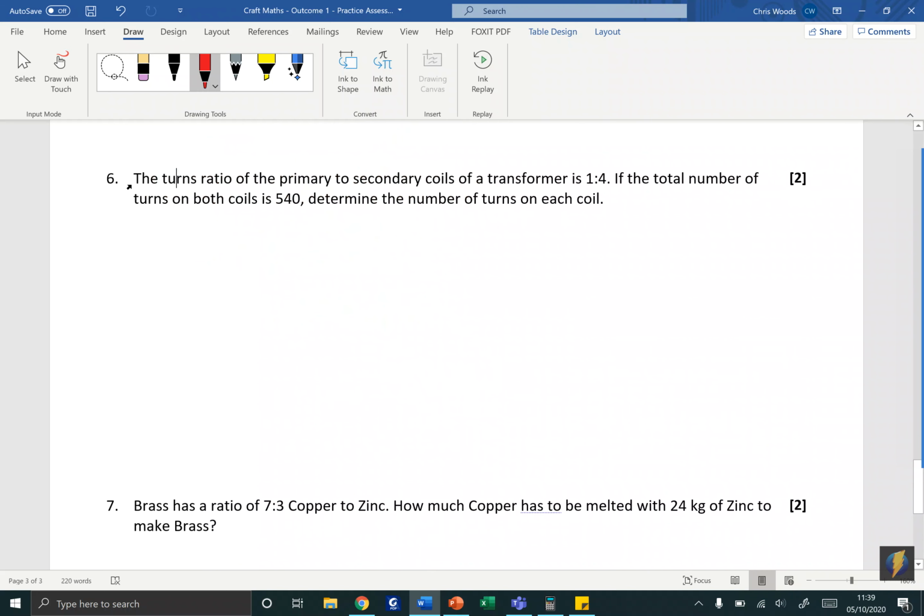Right, the turns on the primary to secondary coils of a transformer is 1 to 4. If the total number of turns on both the coils is 540, determine the number of turns on each coil.